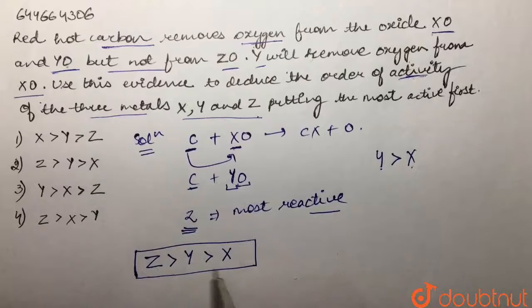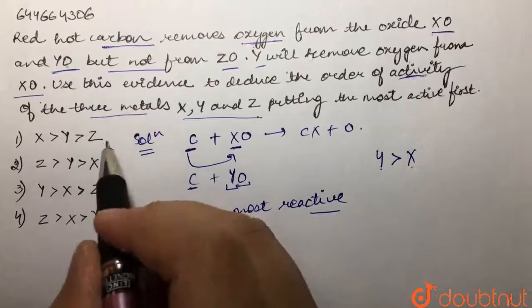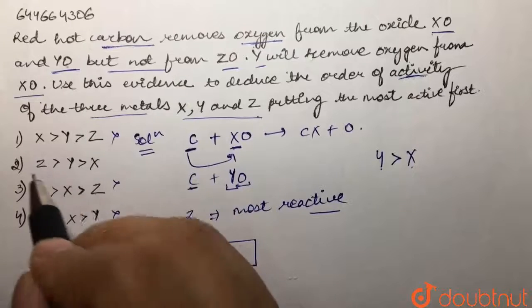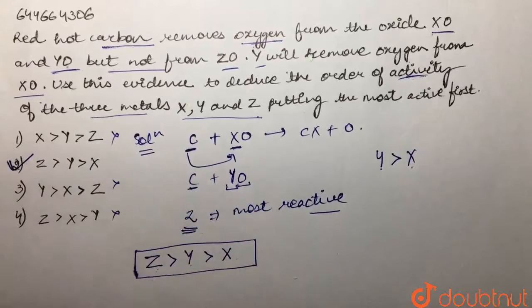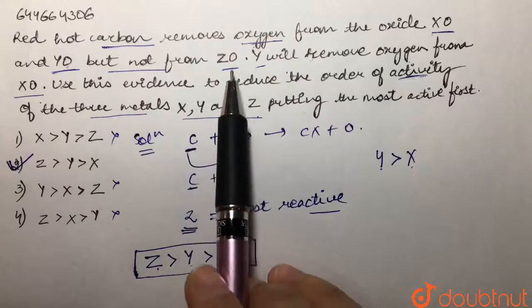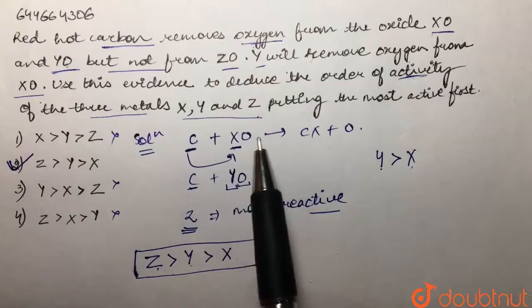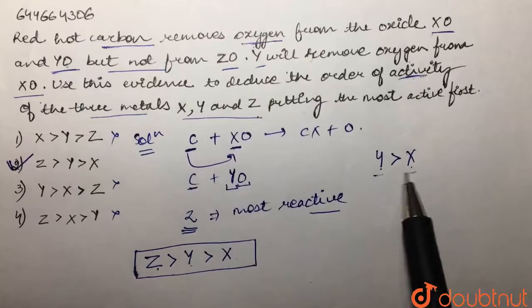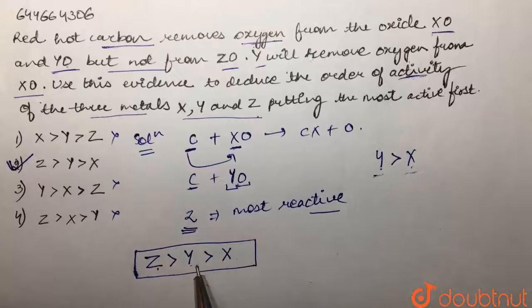If we look at our options, Z, Y, X is given in option number 2. So the other options are not correct, this is the correct option. Our answer to this question is the second, that Z is the most reactive one, because no other metal can displace oxygen from Z oxide. Amongst Y and X, Y is more reactive, so we have Y at second position, and then the least reactive is X.